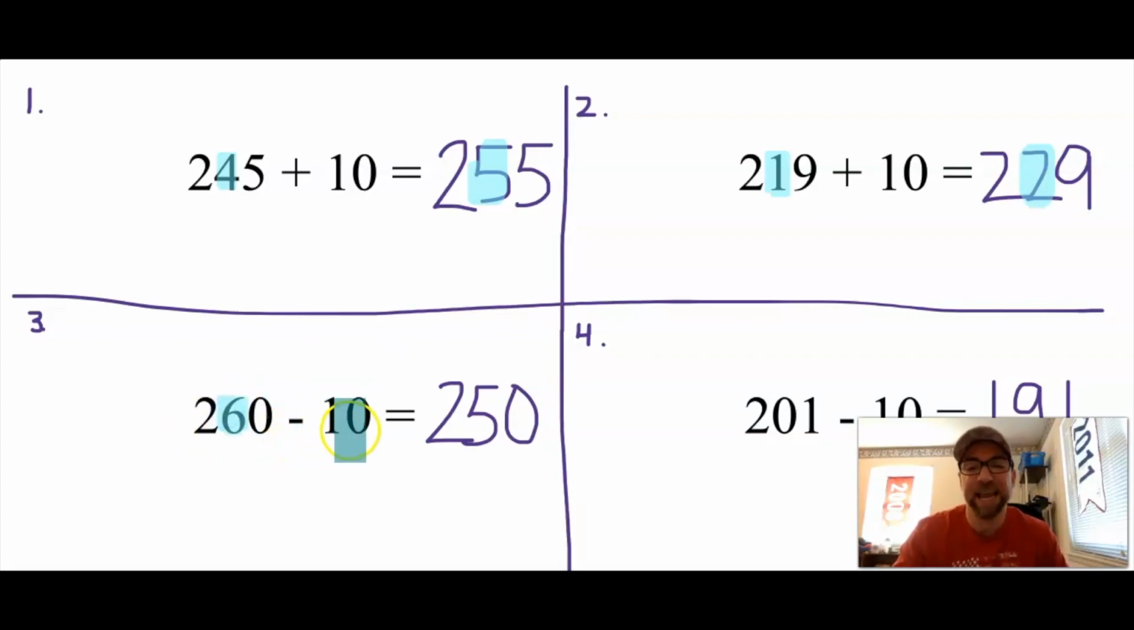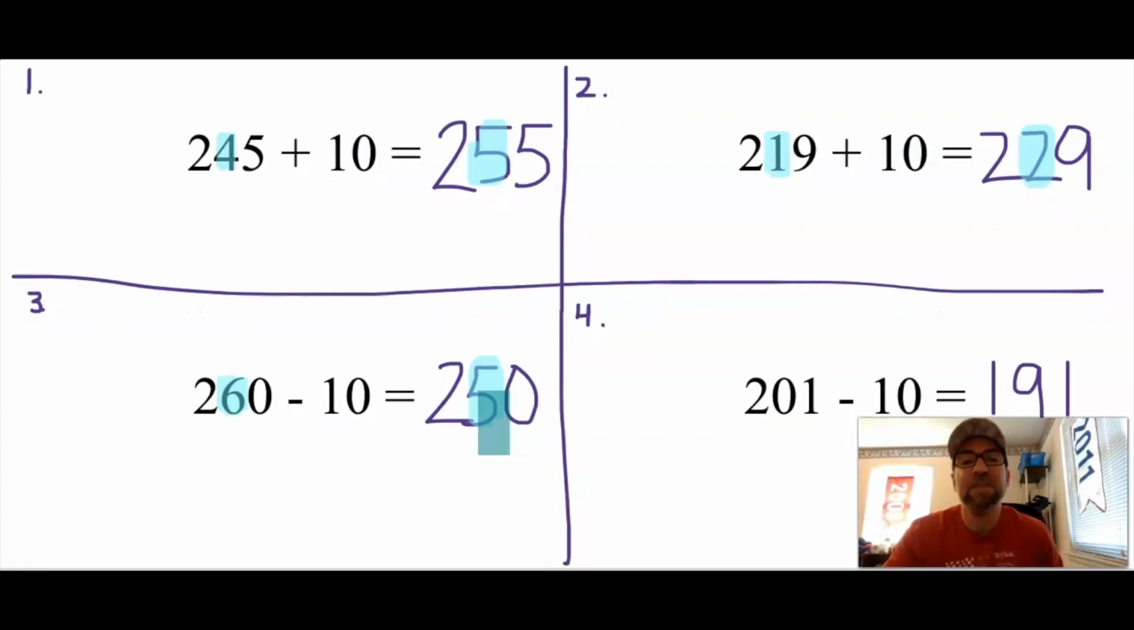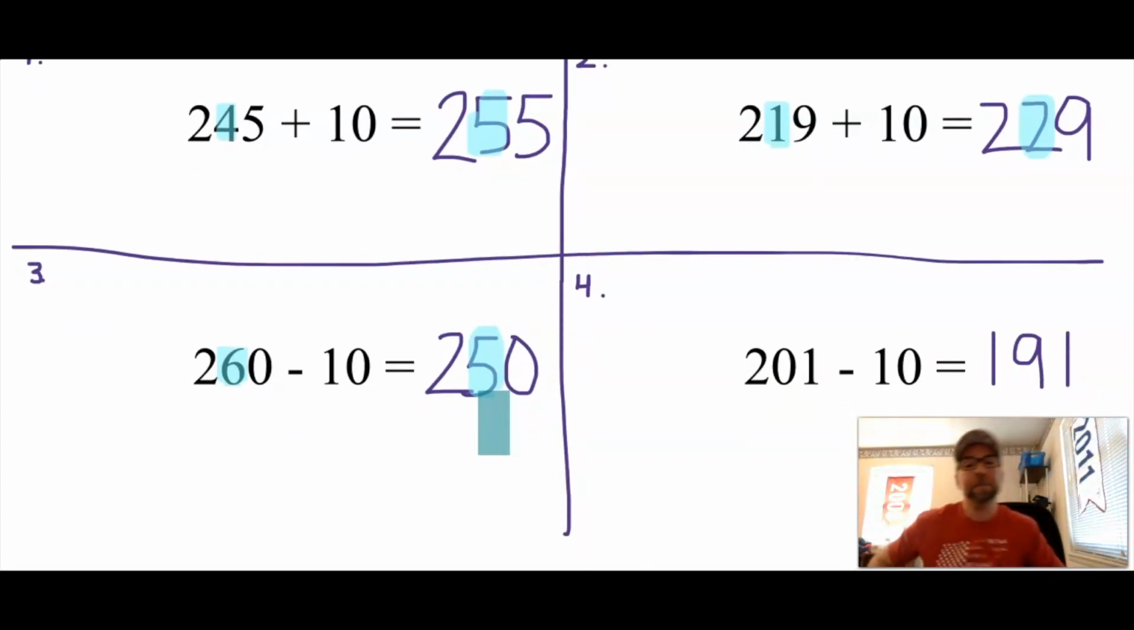260 minus 10. Well, the 60s minus 10 takes us to the 50s. So we have 250. And number 4 was the hardest one. 201 minus 10. Because I have a 0, I want to look at that whole number there. It's 20, and I bumped it down to 19. So 201 minus 10 is 191. That is a very tricky problem.